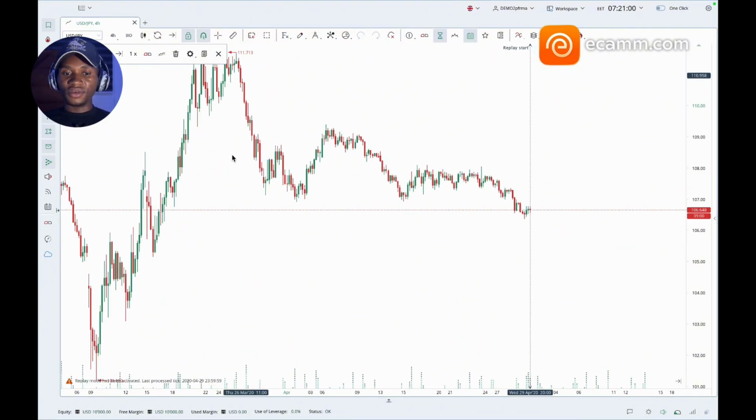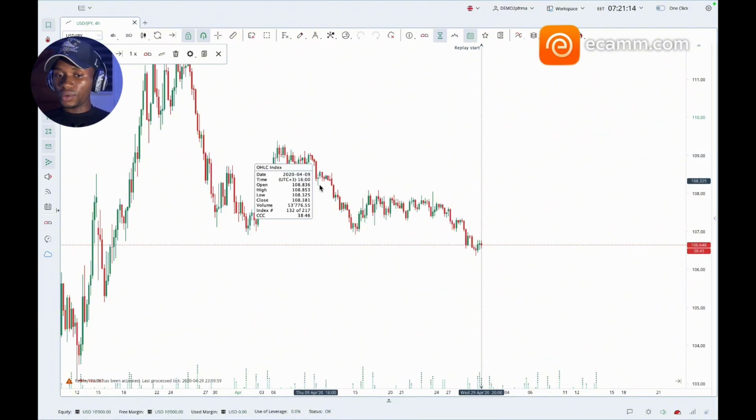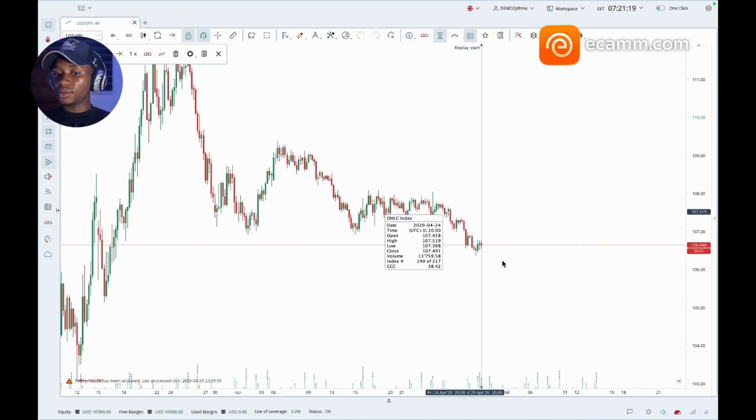We can obviously see a series of downward momentum. You can see it. This is a lower high, this is a lower low, this is a lower high, this is a lower low, and it keeps coming down. So this is already clearly a downtrend. Alright, so what do you want to do in a downtrend?